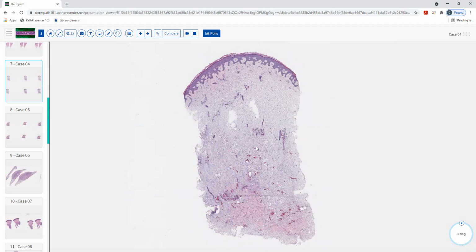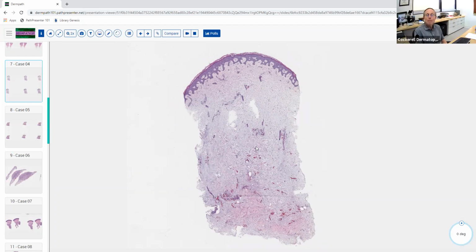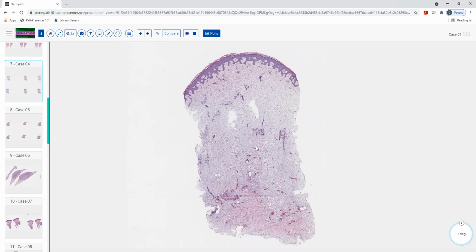So this is a punch biopsy. I'm not really seeing much inflammation in the dermis. It doesn't really look like any kind of neoplasm either. There's just a lot of blue in the dermis.